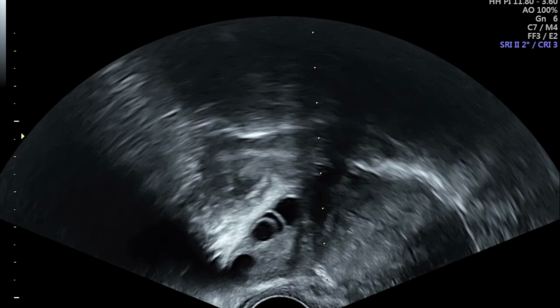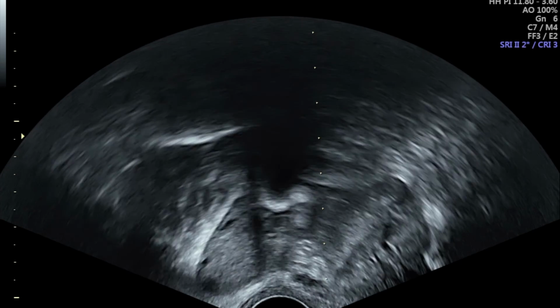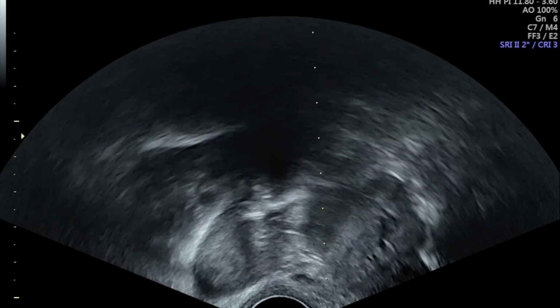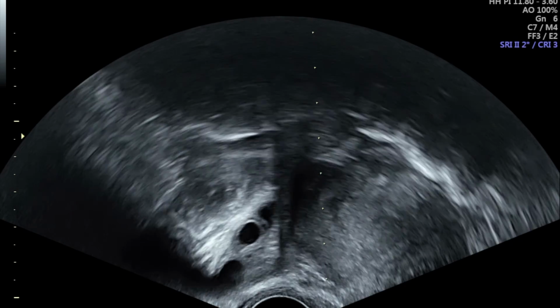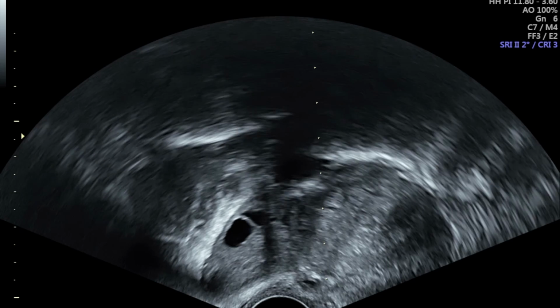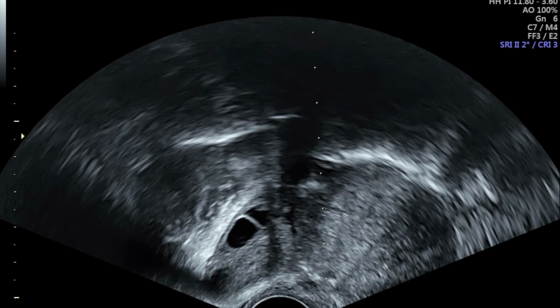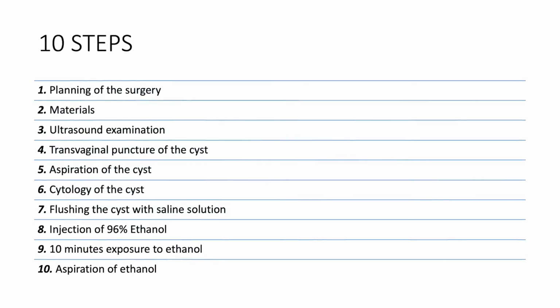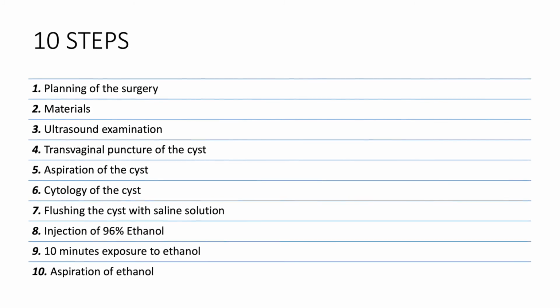Ethanol sclerotherapy for endometrioma is a rapid outpatient procedure requiring little equipment for a low cost. This technique can be offered as an alternative to cystectomy. We presented 10 steps to make the procedure easier to adopt and to reduce the learning curve.